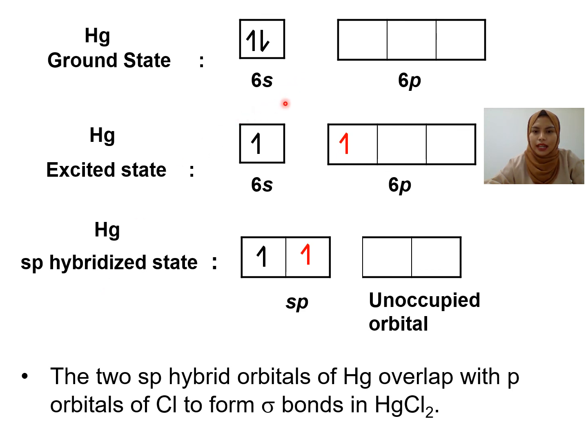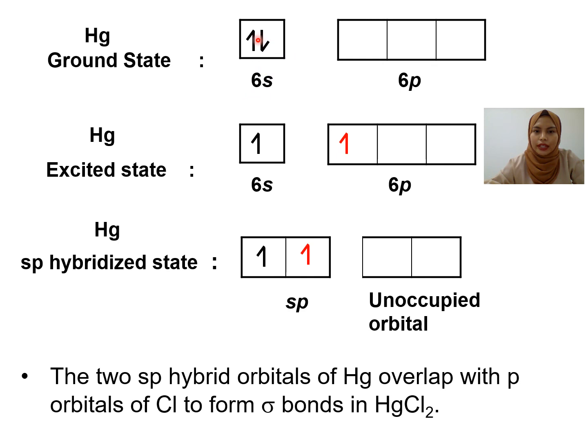Kenapa kita start dekat Ns dengan Np? It is because Hg mercury ni dia ada 2 valence electron. Lepas tu dia berada di block P, tetapi dia berada di period yang ke-6 dekat periodic table of element. Therefore Hg ni dia punya valence electronic configuration dia akan berada pada 6s dan juga 6p. Okay, since that dia nak buat sp hybridized state, therefore you also nak kena buat 2 sigma bond between Hg dan juga Cl, dua Cl terminal atoms.